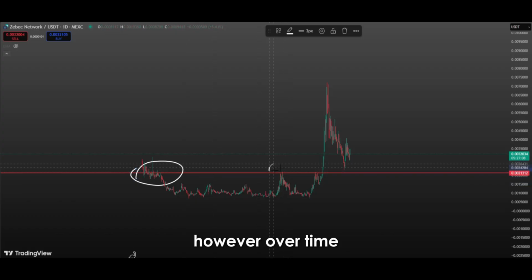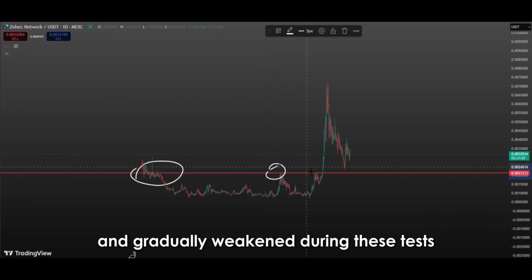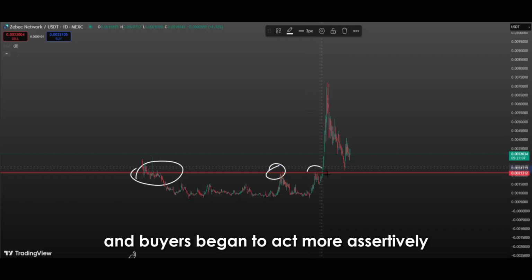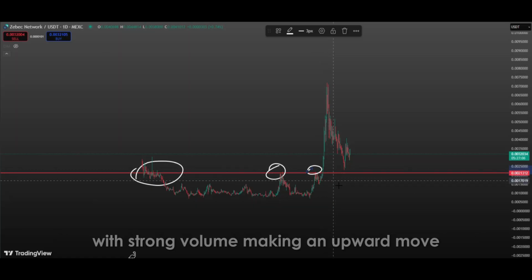However, over time, this resistance level was tested multiple times and gradually weakened. During these tests, the selling pressure decreased and buyers began to act more assertively. Eventually, the price broke through this dominant resistance level with strong volume, making an upward move.